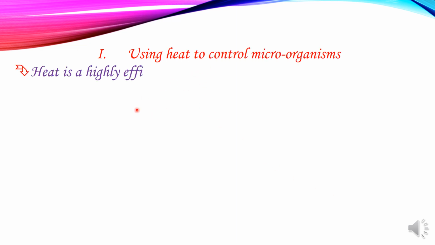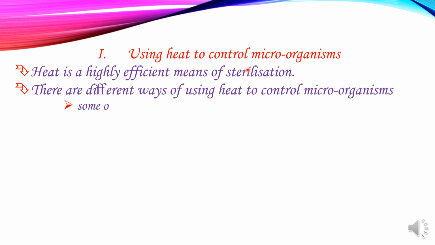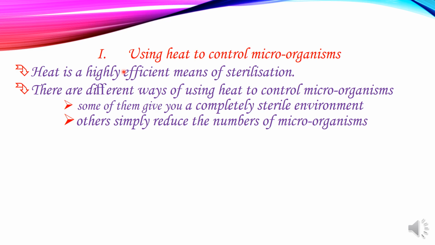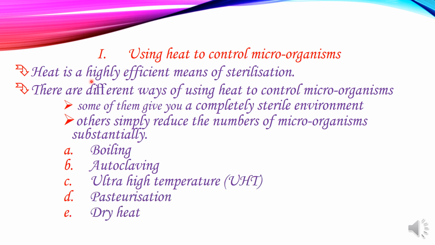So let's see the first one. Sterilization using heat to control microorganisms. How can we use heat? Heat is a highly efficient means of sterilization. The highly efficient means of sterilization is heat, or temperature.